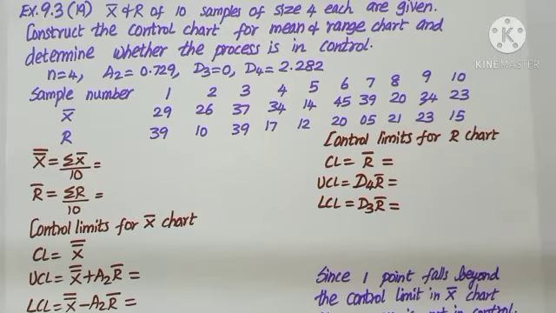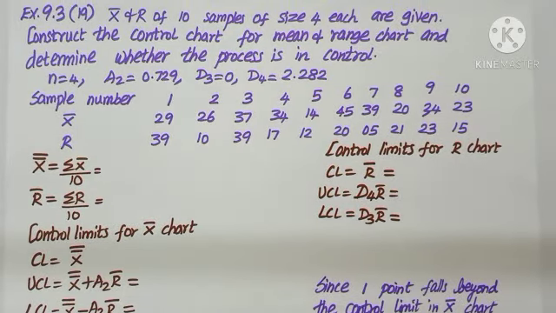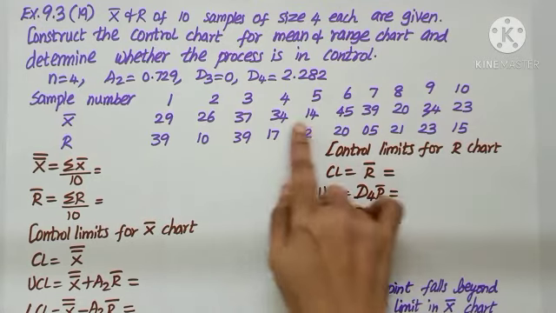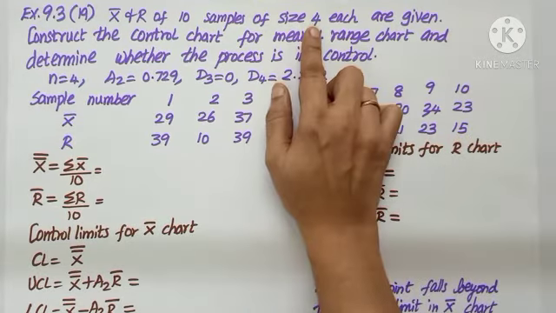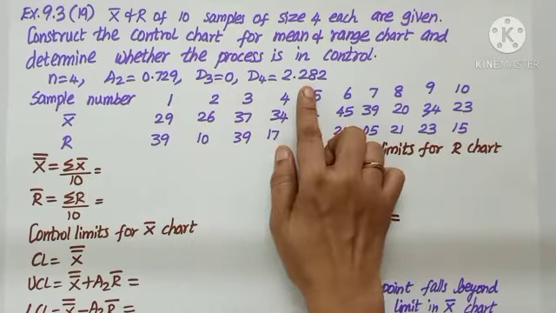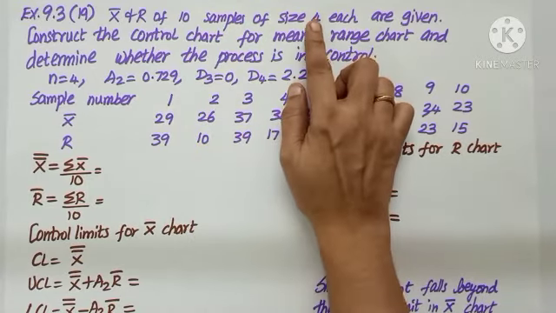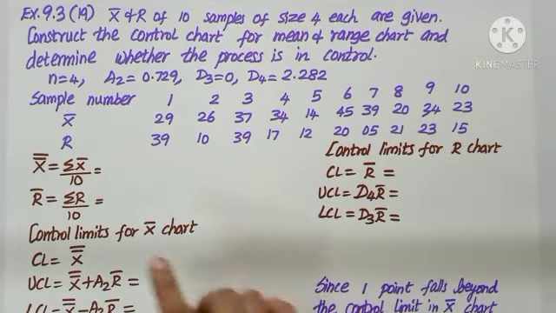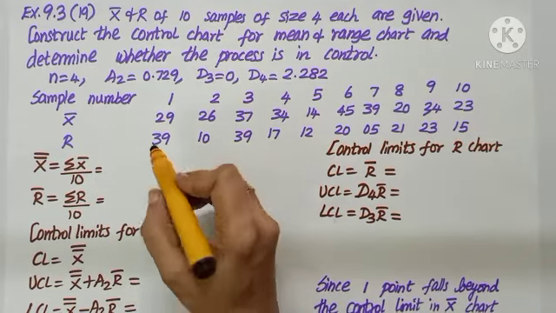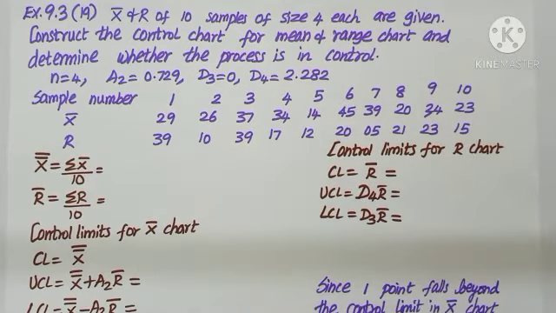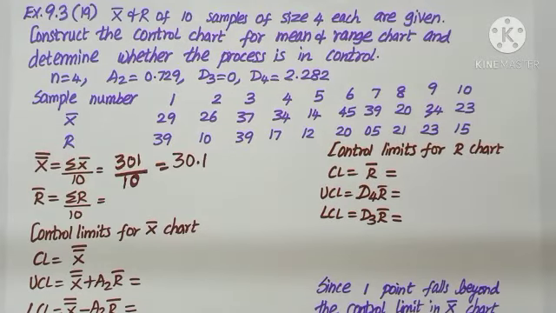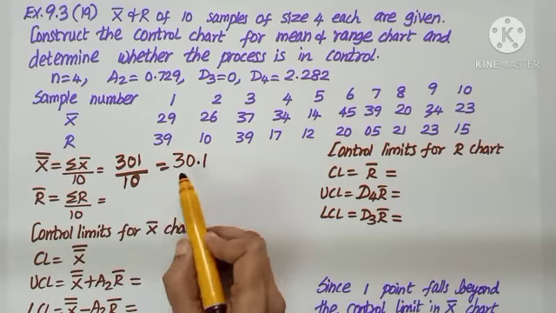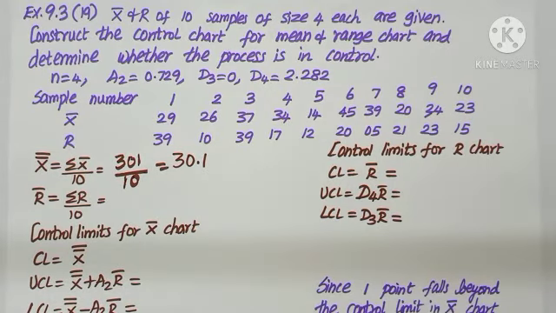Question number 19. X bar and R of 10 samples are given. Size 4. So A2, D3, D4 will change because the size is 4 now. X double bar, how to calculate? Add all X bar, divide by 10. We get 301 by 10, that is 30.1.